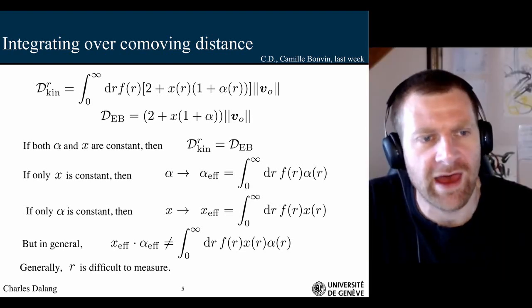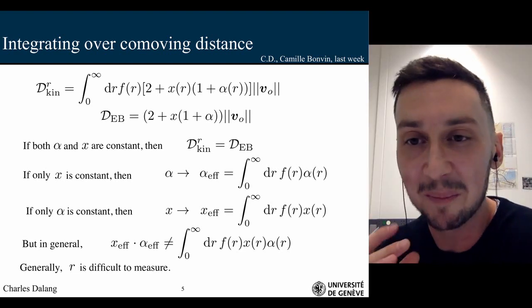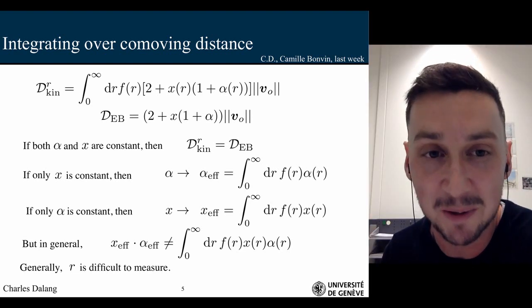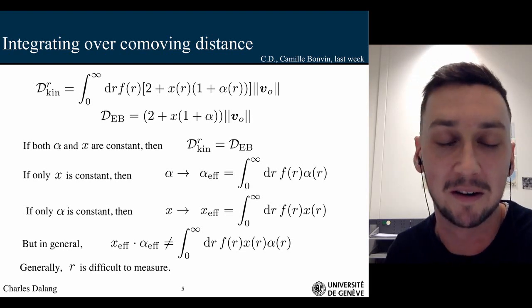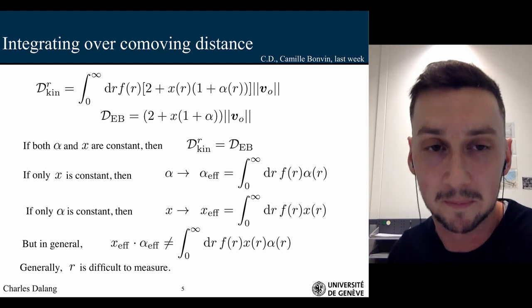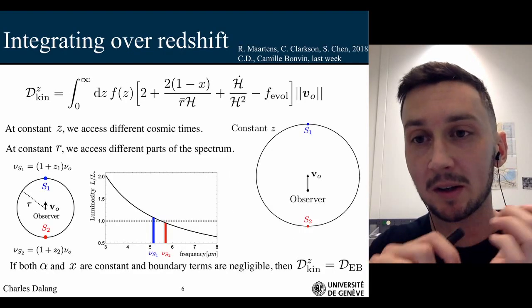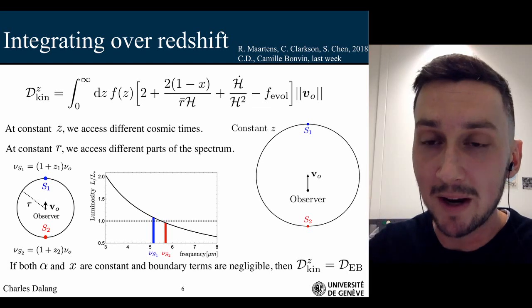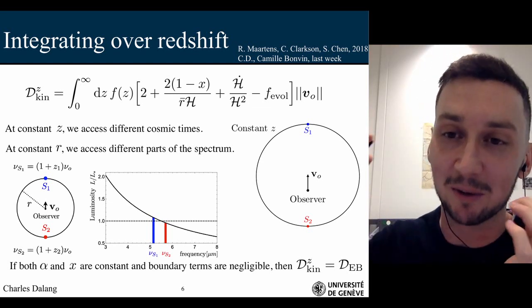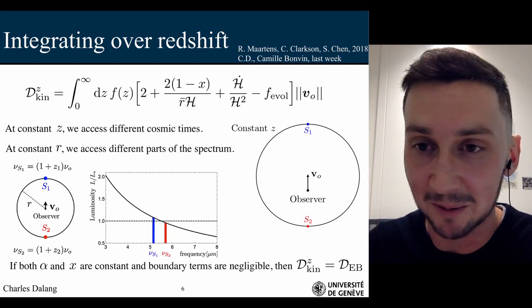And this f of r in this equation is the number density of objects at the position r. So if you integrate over all distances, it gives 1. And so we thought, maybe we can derive another expression where we compute the kinematic dipole as a function of redshift, and then we integrate over all redshift. And in the same way, we should recover the same thing.